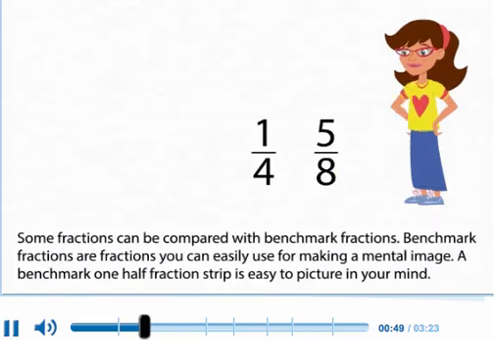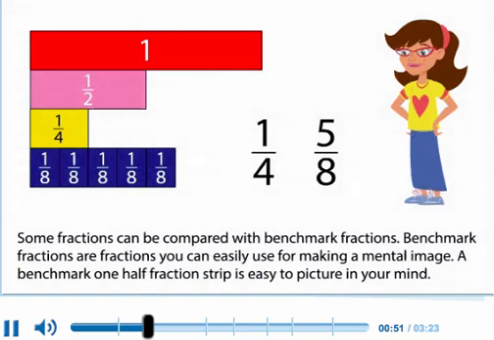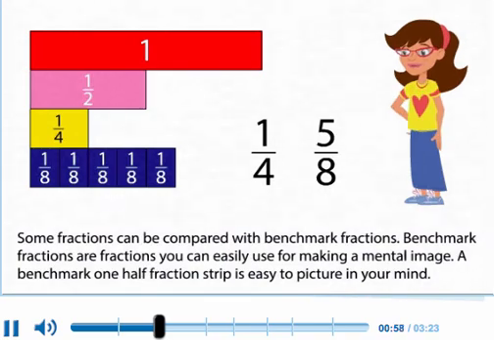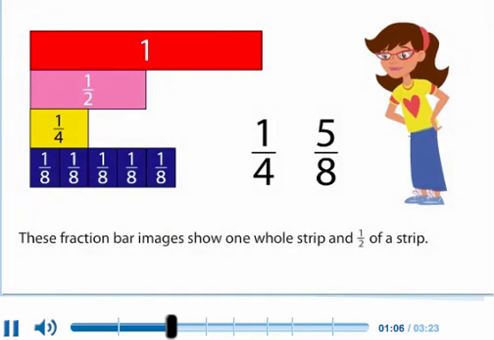Some fractions can be compared with benchmark fractions. Benchmark fractions are fractions you can easily use for making a mental image. A benchmark 1/2 fraction strip is easy to picture in your mind. These fraction bar images show one whole strip and 1/2 of a strip.